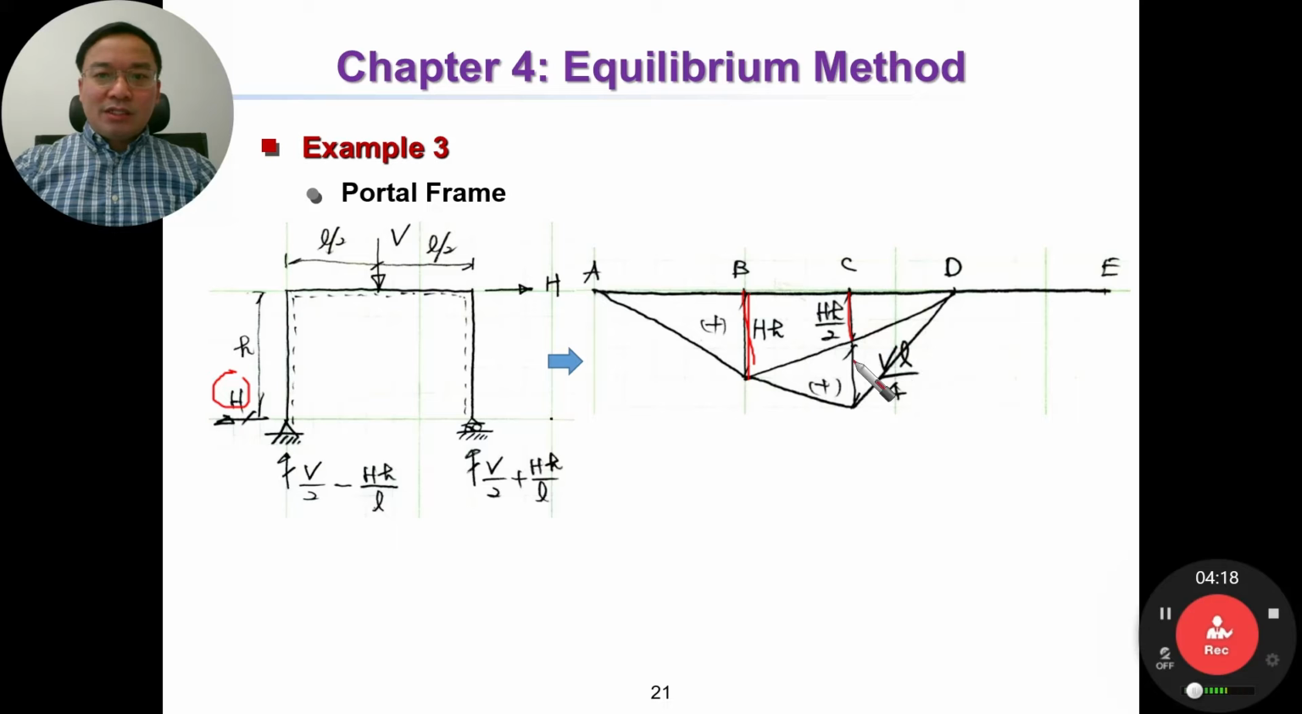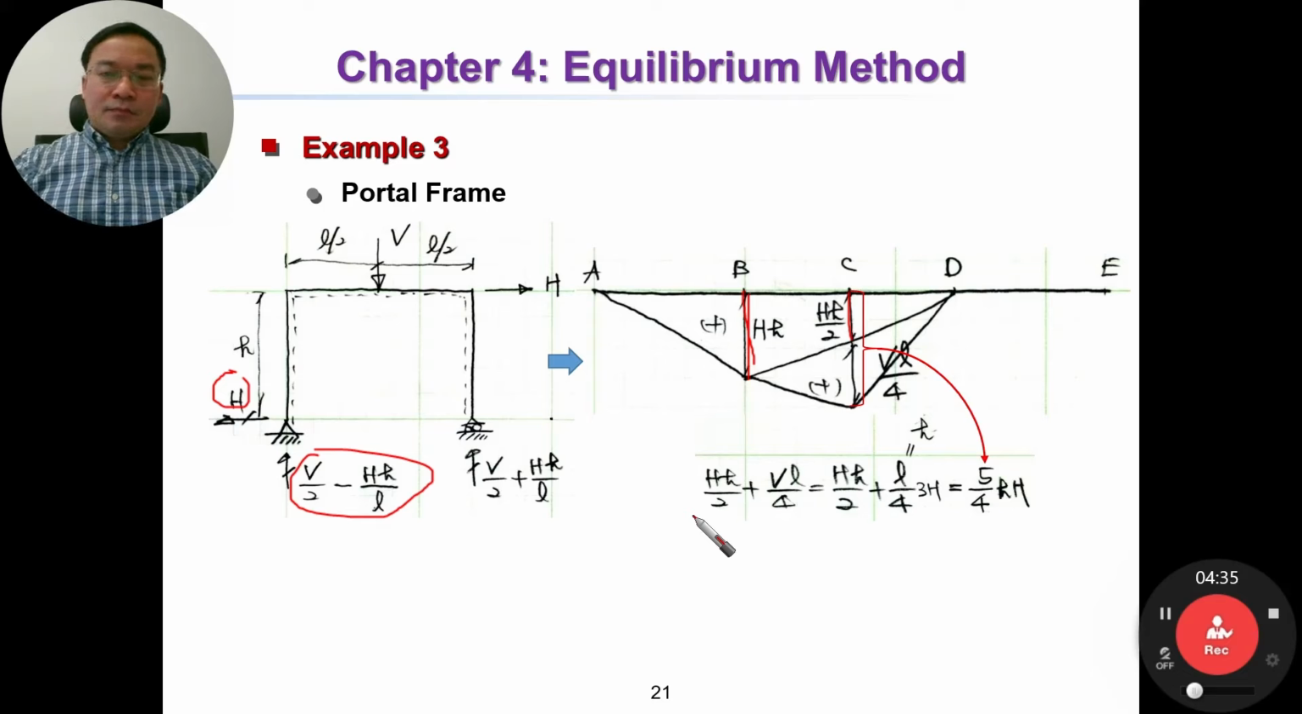And this one is due to this one. This is the moment diagram of this structure. And this total here is this one. So now remember the moment at C equal to this one. And the moment here is equal to this one.